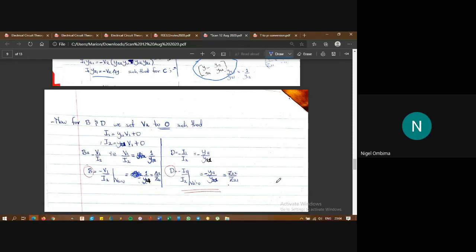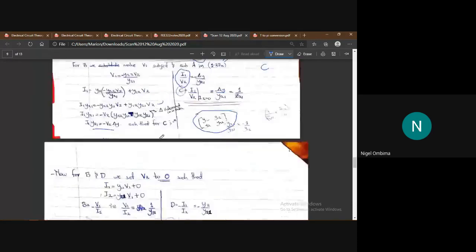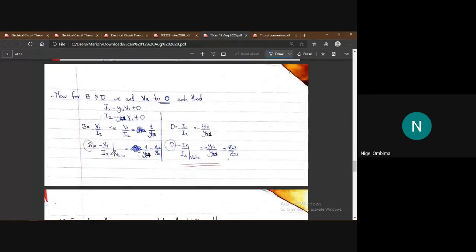So for B, we notice here we have only found V1 over I2. But from here, B is V1 over negative I2, and here we have not got the negative. It was just V1 over I2. So we introduce the negative, and we introduce the negative to the Y21 that was remaining up. So it becomes 1 over minus Y21, which is in terms of Y parameters. You can do it for Z parameters, it will be equal to that. So for D, which will be negative I1 over I2.